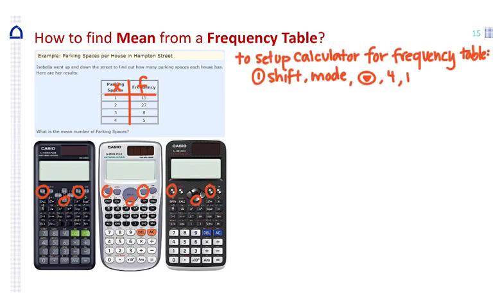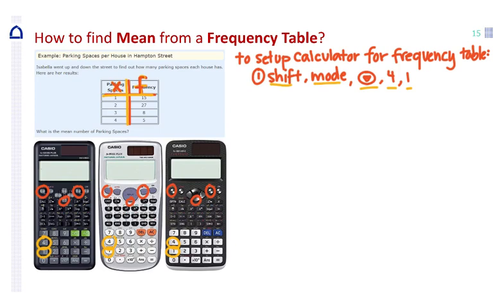And when you press the down arrow button, you should see a menu that has the word Stat next to number 4. So press 4, and then after you do that, it says frequency on or off. Press 1 for on. So again, Shift, Mode, down, 4, 1, and that'll set it up so that when we enter into where I show you next, you'll see this frequency table, both x and frequency as a column.